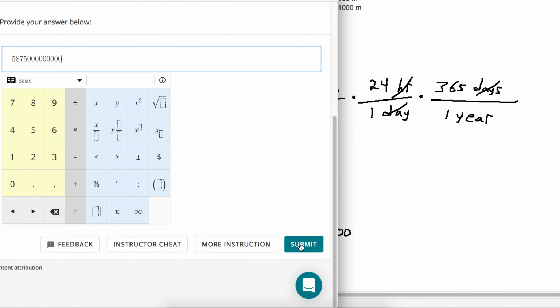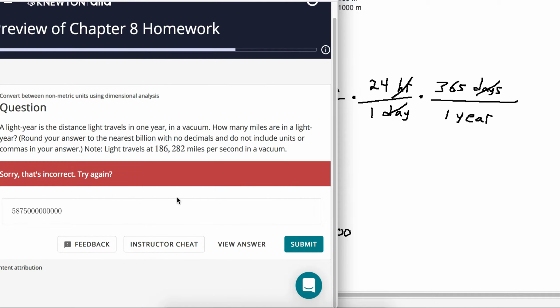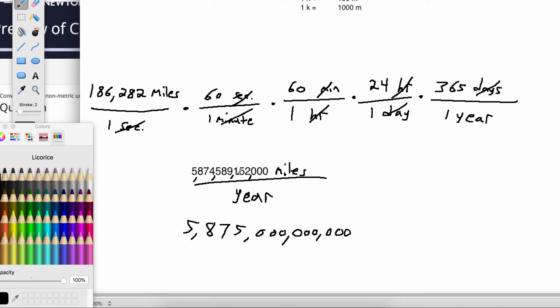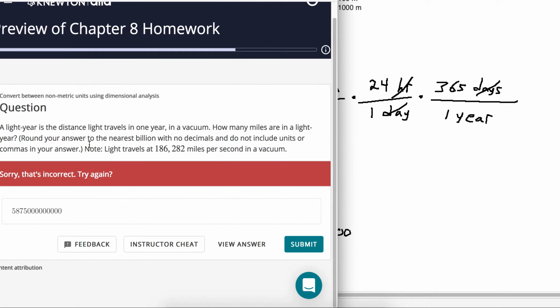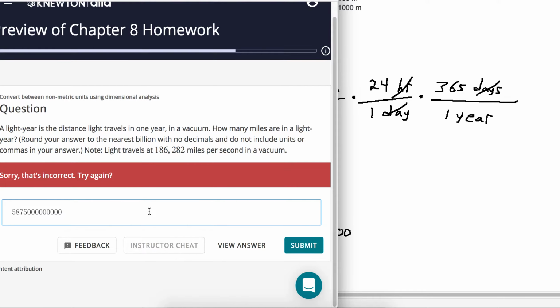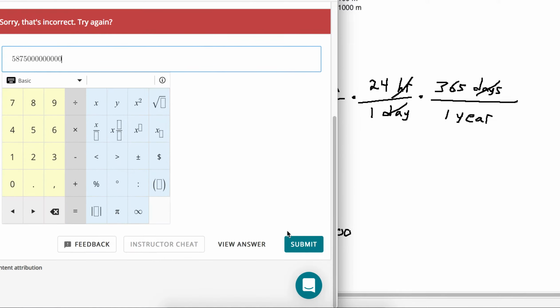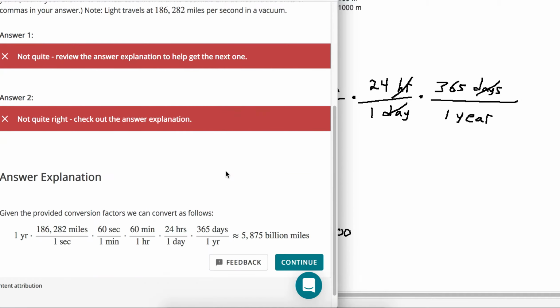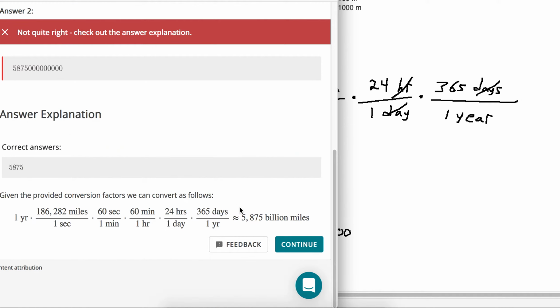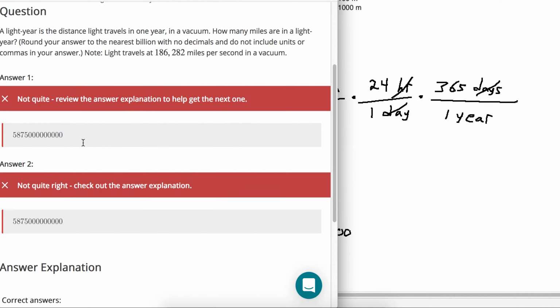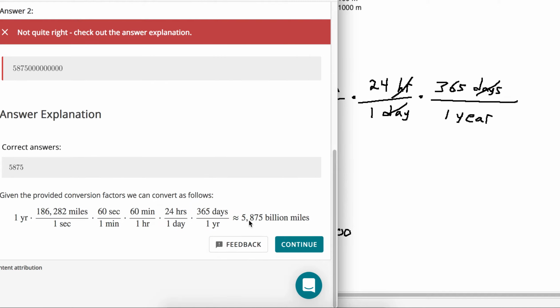Let's see if I typed that in right. Oop. What did I not type in right? 5, 8, 7, 5. Said round your answer to the nearest billion with no decimals and do not include units or commas in your answer. Oh, I missed the 0. Oh, sorry. No, they don't want you to write out the full billions. Okay, they just want you to write 5,875 billion miles, which is kind of confusing.